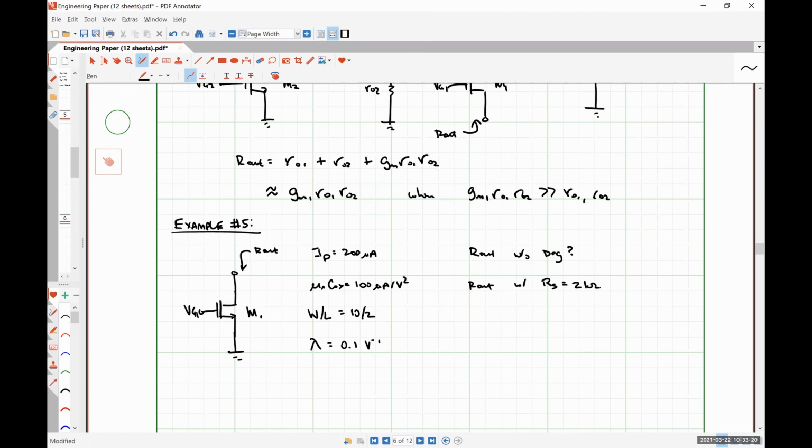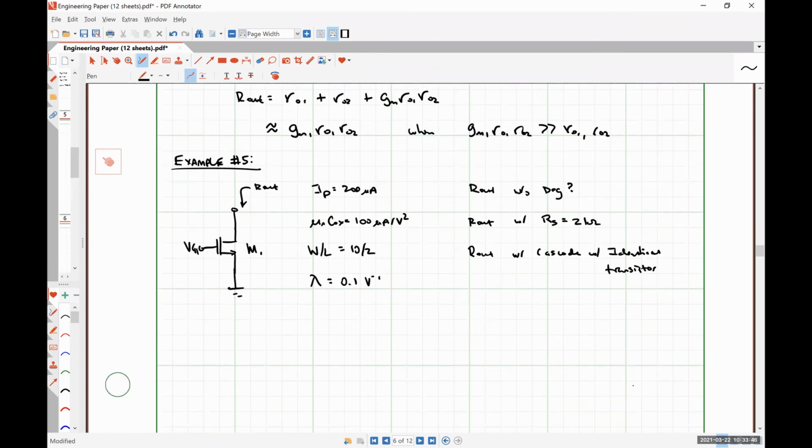We can get away with a 2 kilo ohm resistor in this case because our drain current is so small that it's only going to be about 400 millivolts of headroom being lost. And finally, cascoding with an identical transistor.